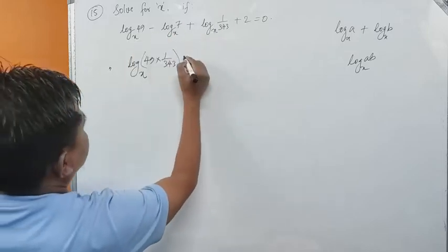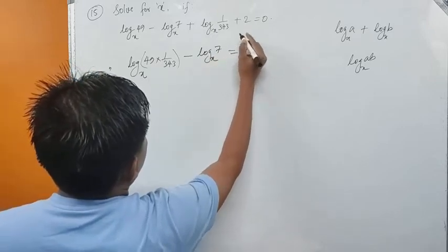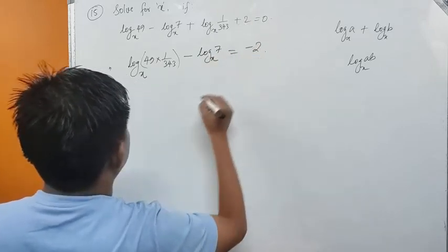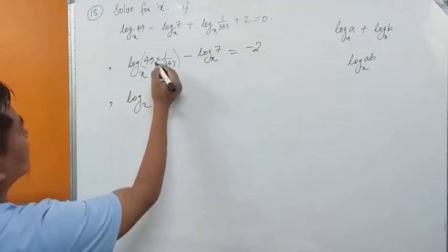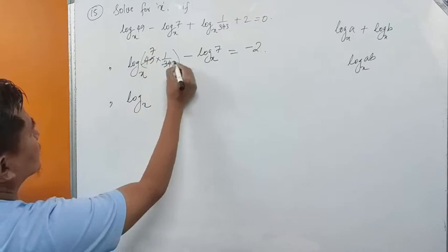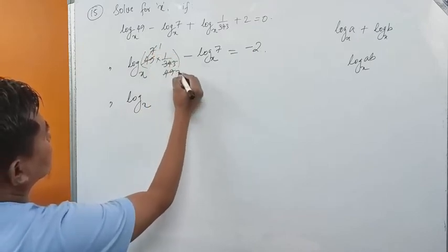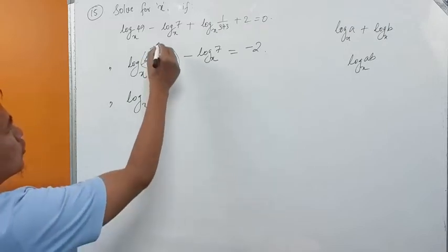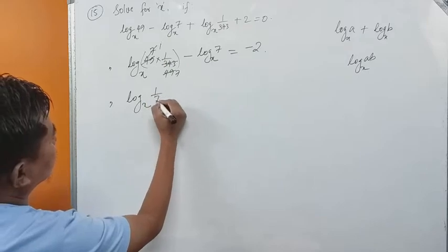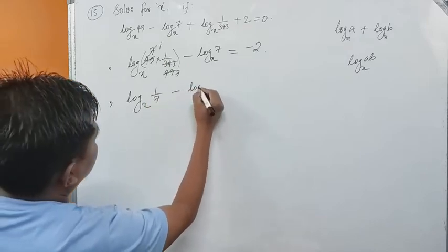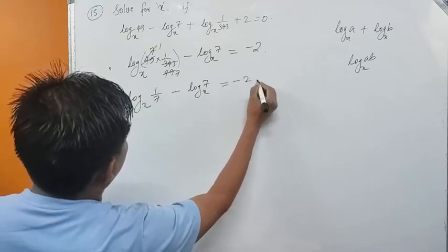Now this minus log 7 we write here, log 7 to the base x equals plus 2 we take to the right hand side, minus 2, or log to the base x, 7 7s are 49, 7 4s are 28, 7 9s are 63, 7 1s are 7, 7 7s are 49, isn't it? So 1 is in the numerator and in the denominator we have 7, 1 upon 7 minus log 7 to the base x equals minus 2.